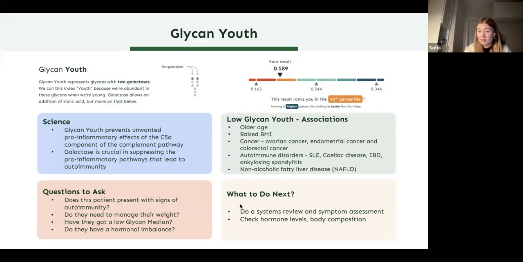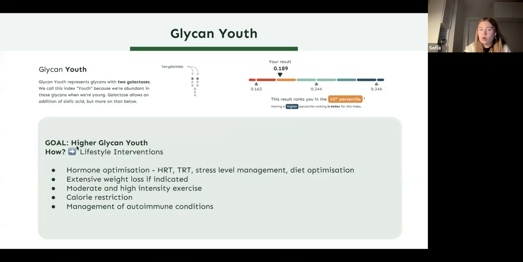The follow-up steps after getting a bad glycan use result, or a low glycan use result, would be a systems review and symptom assessment of your patient, and we would also check their hormone levels and their body composition. So our goal is to have a higher glycan use, right? And how do we do that? We start with lifestyle interventions.